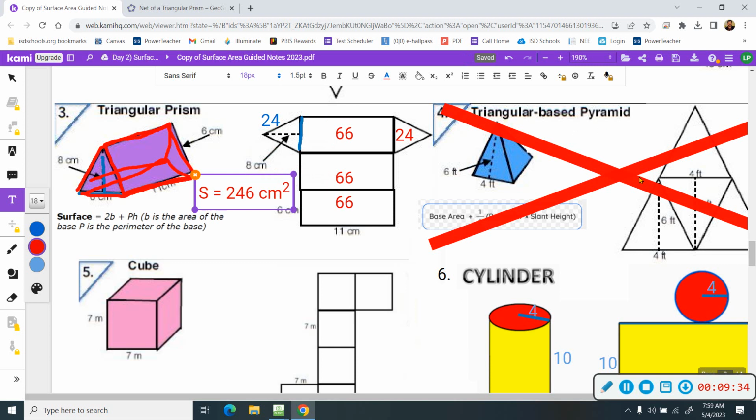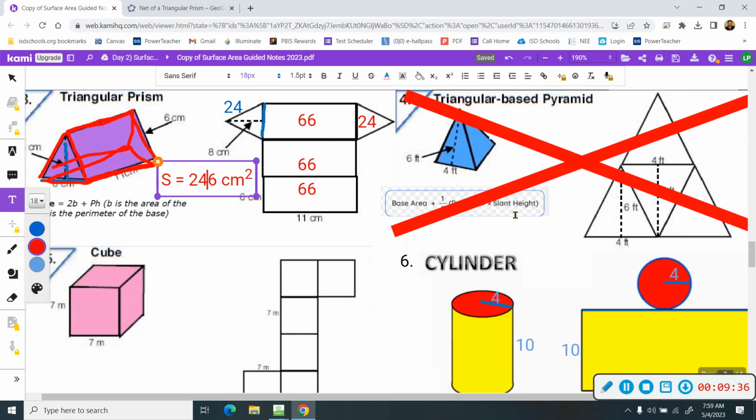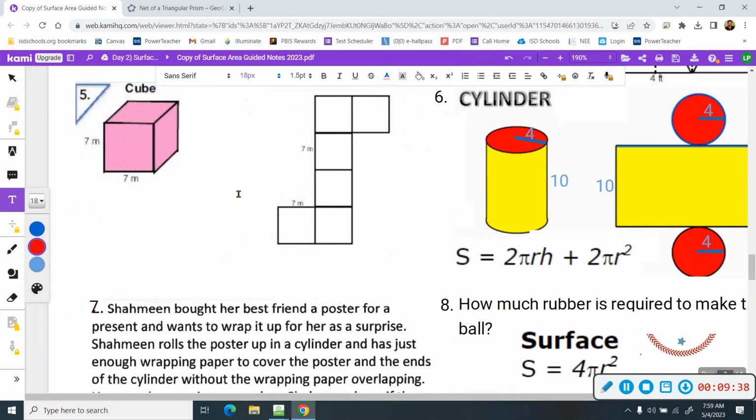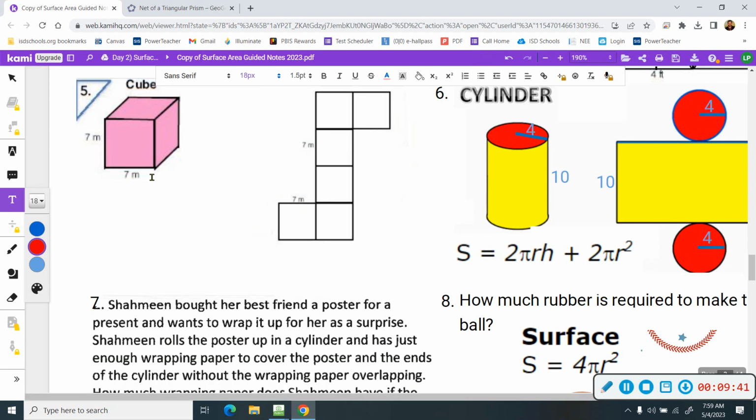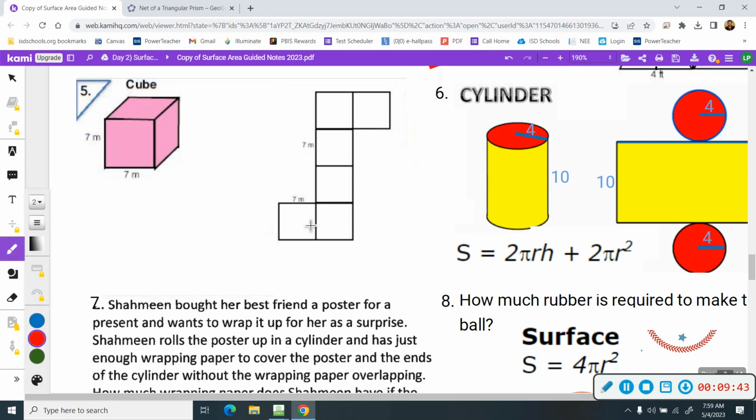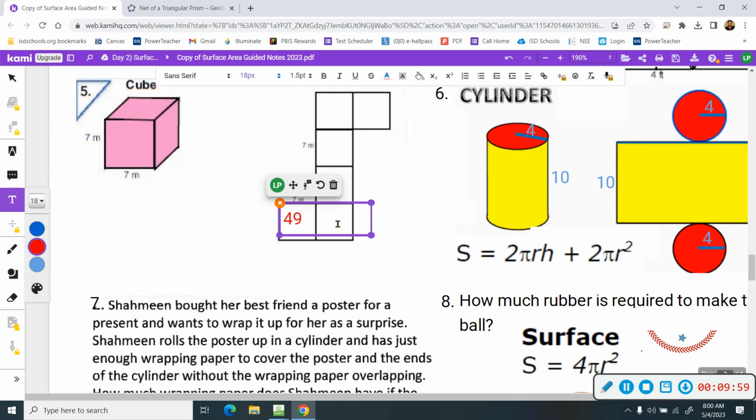I decided to skip this example. It's not drawn correctly. A cube is actually pretty easy. What's nice about a cube is that all of these squares are going to be exactly the same. So once you find the area of one square, you just multiply it by 6 since they are all the same. And so I could see that this is 7 by 7. So the area of one face is 49. Well, all of them will be 49. So I take 49 times 6, and I get 294 square meters.